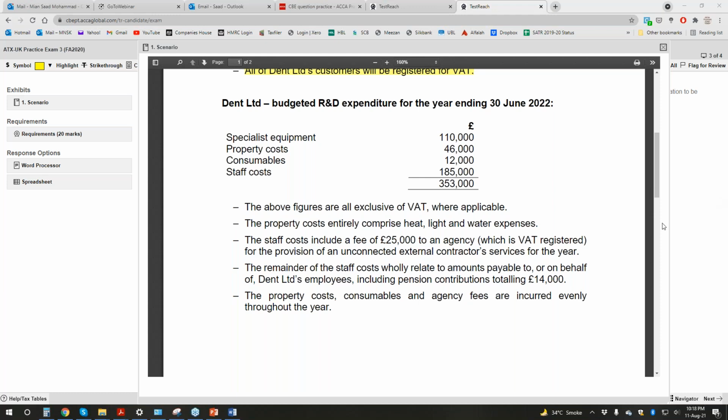Is there anything out of the above list that does not qualify? Biter, the heat, light, and water are incurred for the R&D, so property cost is the wrong answer. Property cost will qualify. Why? Because they have not bought any property, rather they are talking about revenue expenditures that have been incurred. So that is qualified. Any other thing? No, pension contributions are for employees that have been exclusively hired for the project. So Iman, your answer is wrong.